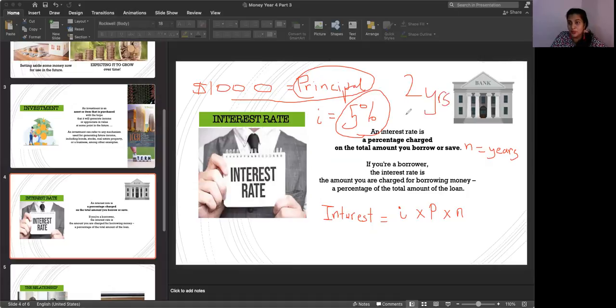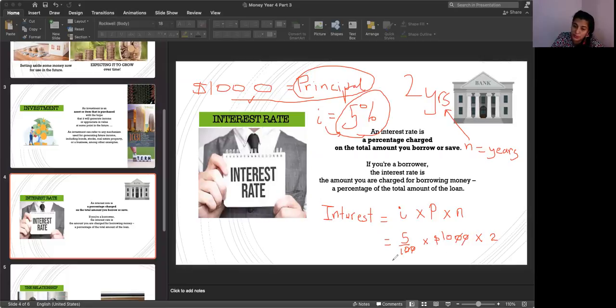Okay, so let's calculate. Your N is 2, your I is 5%, and your principal is 1,000, the beginning amount of money. So now you work out the calculation. 5%, as you know, is 5 over 100, multiplied by $1,000, and since you're going to keep your money for 2 years, multiplied by 2. Over here, you see the 0 and the 0, you can cut them off. And then 5 times 10 is 50.